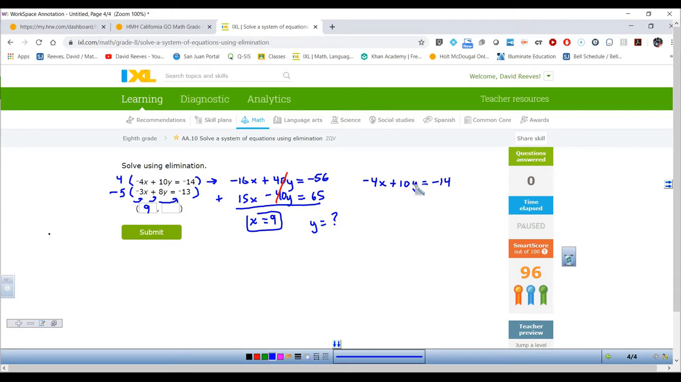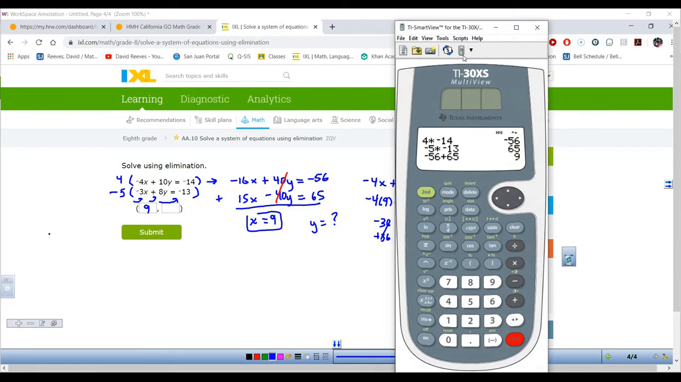Now, I didn't used to know what x or y are, but now I know that x is 9. So I'm going to go right here, negative 4 times 9 plus 10 times y equals negative 14. So I get negative 36 plus 10y equals negative 14. All right, so what's going to happen now? I'm going to add 36 to both sides. And when I do that, I get 10y equals, well, 36 take away 14 is going to be 22, right?